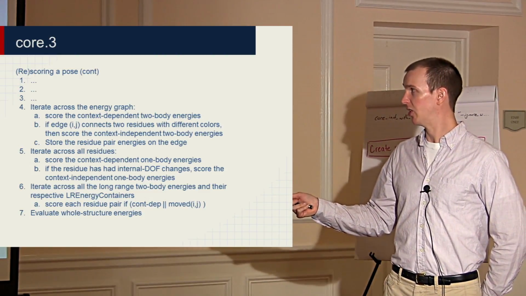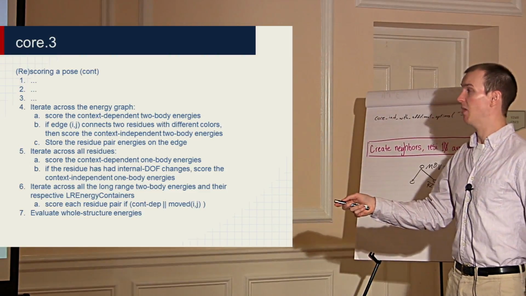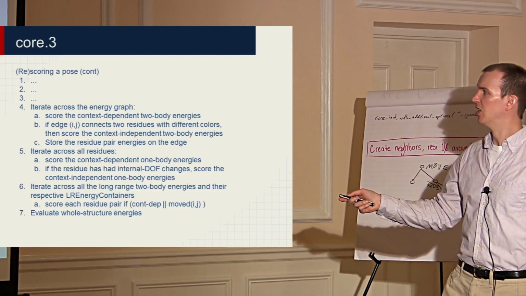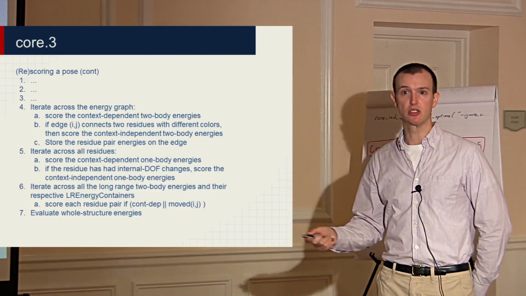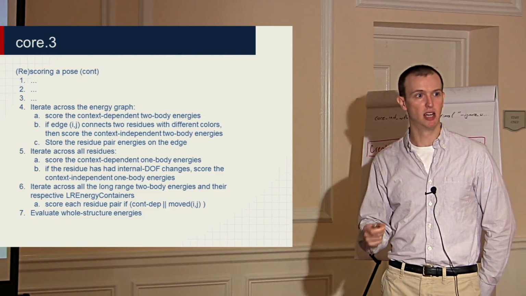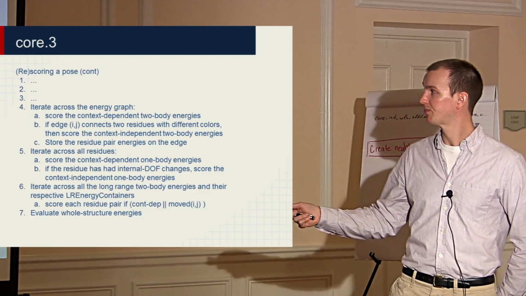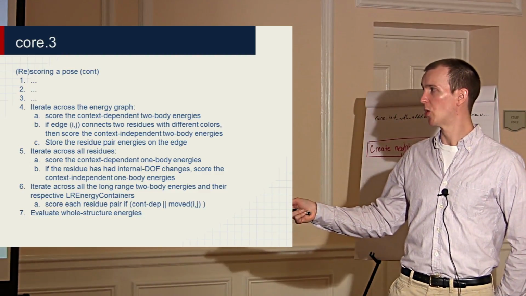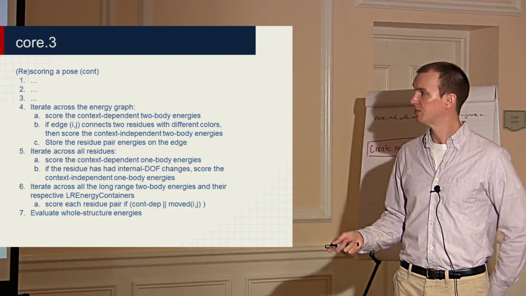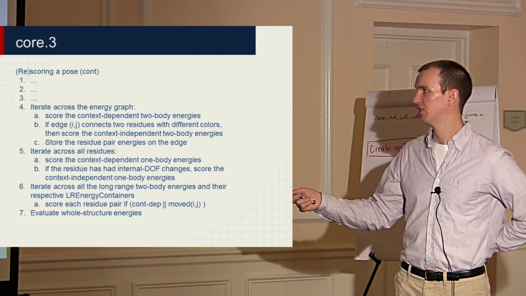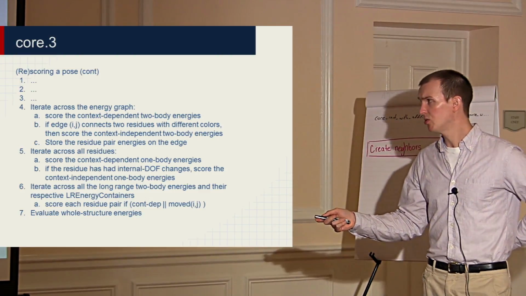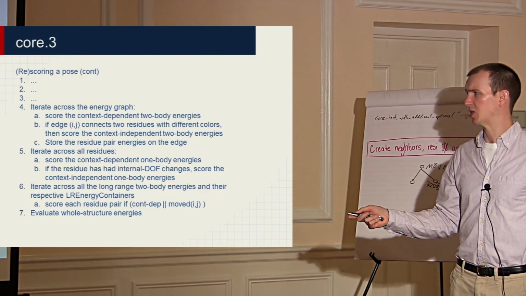the edges. So in particular, if you have an edge between I and J, and the 2 residues it connects have different colorings in the domain map, then you rescore the context-independent two-body energies. So the Lennard-Jones energy, for instance, gets rescored only if 2 residues have different colorings in the domain map. And then when you have both of these, then you can store those residue pair energies on an edge, the new edge in the energy graph, or on the existing edge, in the case that they have the same coloring.